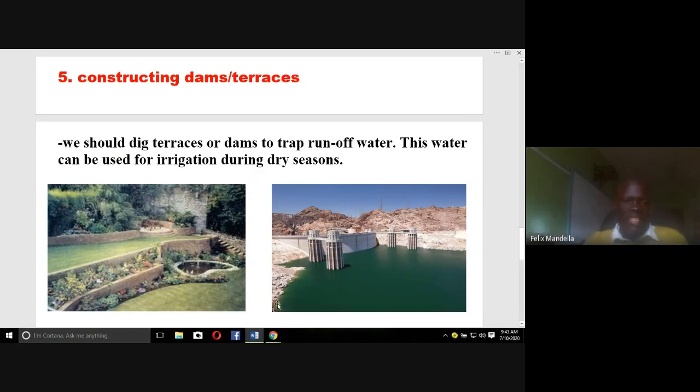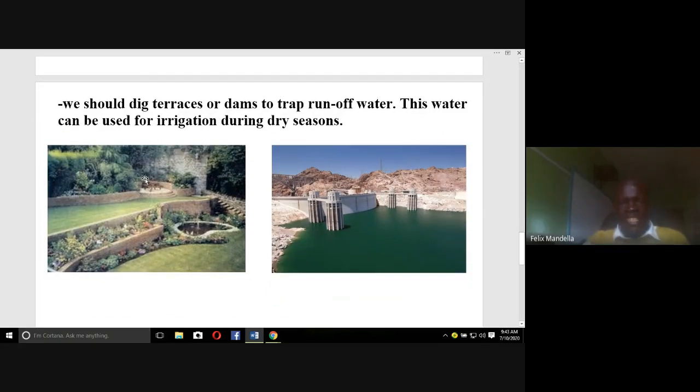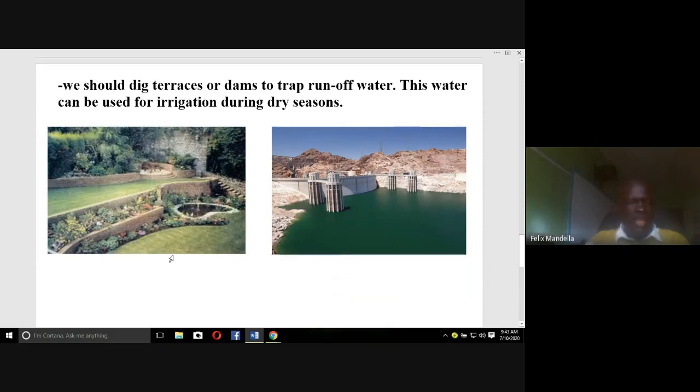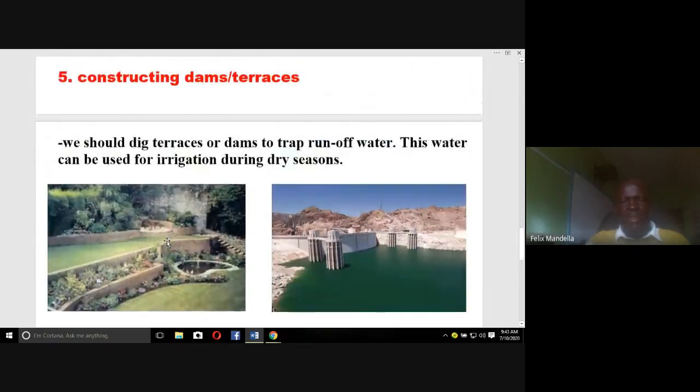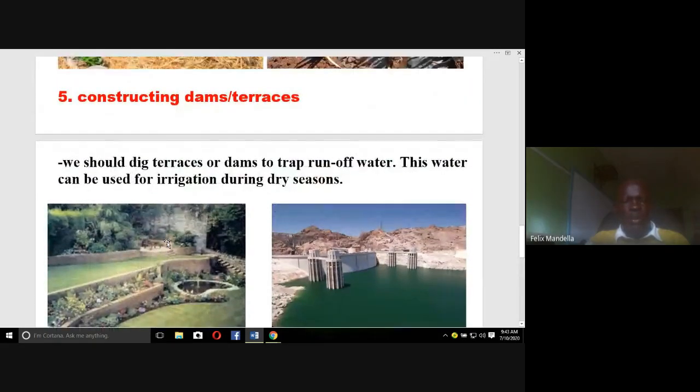Now let us look at this. These are dams, these are terraces built. I believe you know what terraces are. Terracing is also a method of controlling erosion, especially rill or gully erosion. Now look at this. This is a dam that has collected a lot of water that will be used later. So up to that moment, those are methods of conserving water.